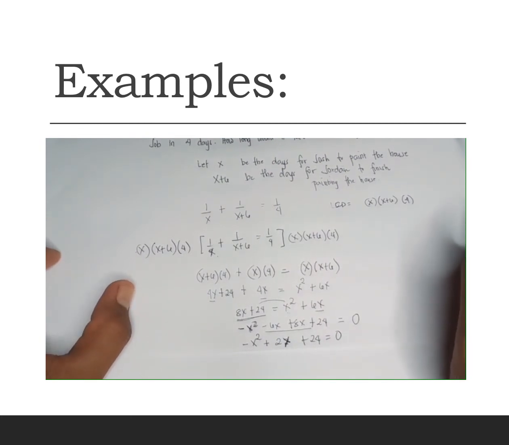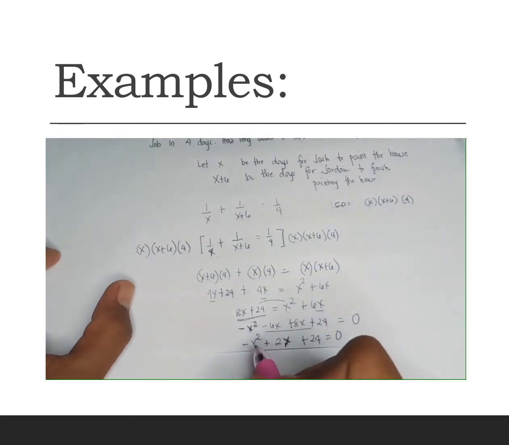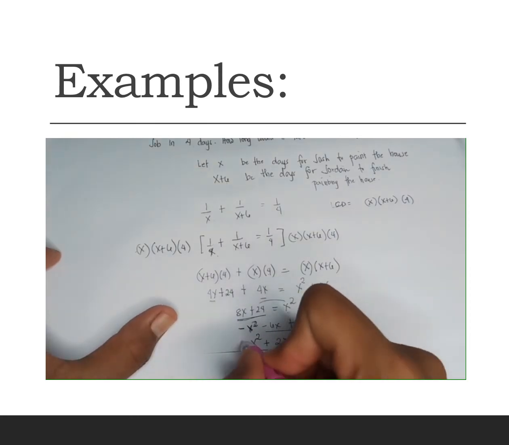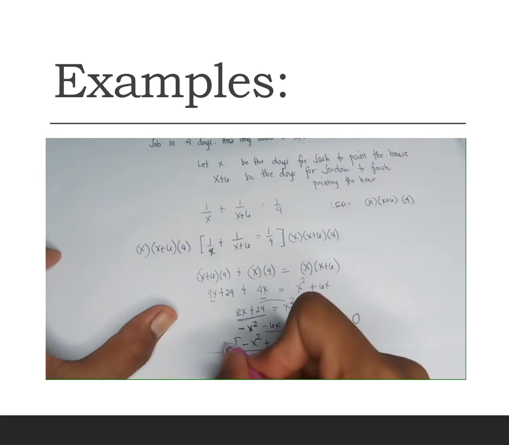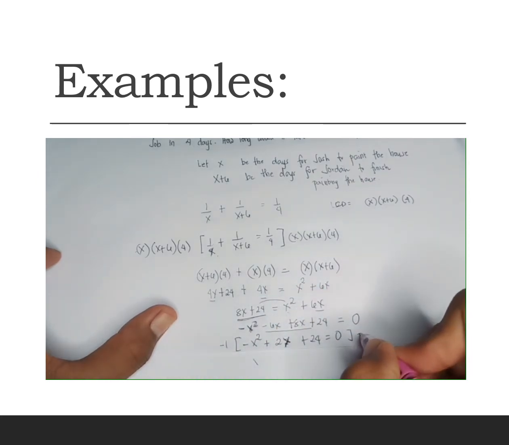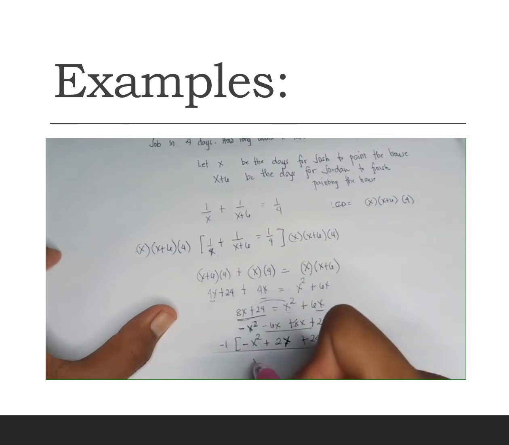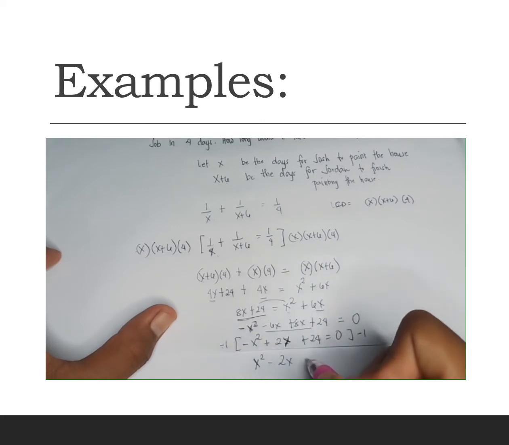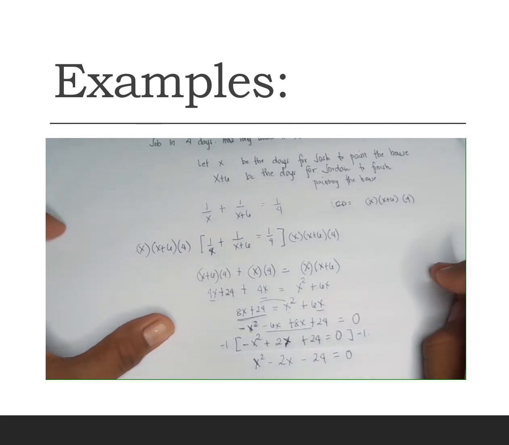In our quadratic equation, the sign of a should be positive. So we have multiplying the equation by negative 1. Negative times negative, positive x squared. Negative times positive, negative 2x. Negative times positive, that is negative 24, which is equal to negative 1 times 0, which is always 0.